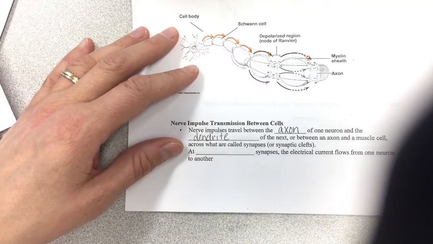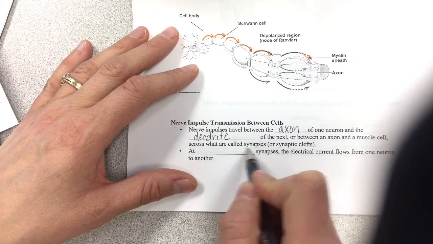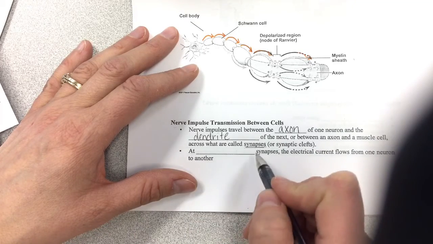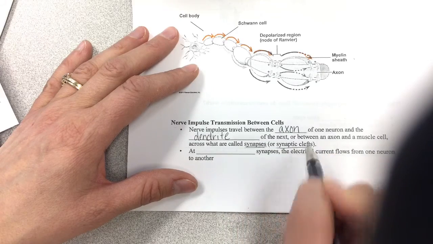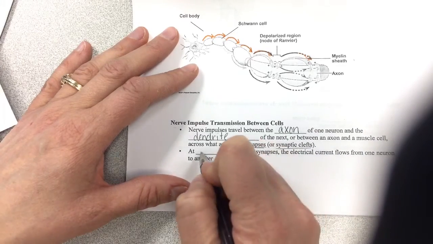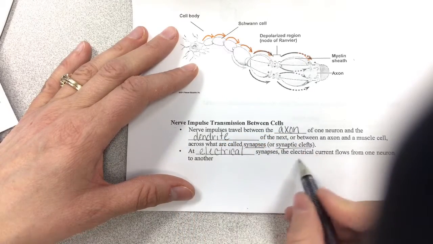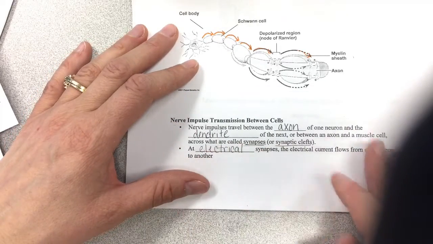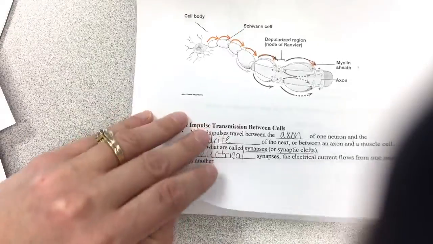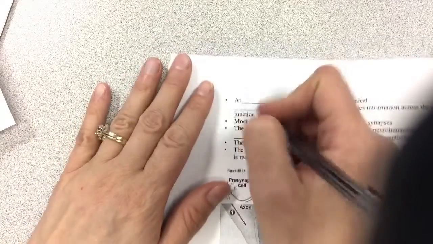And so there are two types of synapses. That space, across what are called synapses, is the space between the two cells that are communicating. Synapses are sometimes called synaptic clefts. At electrical synapses, the electrical current flows from one neuron to another. So it's electricity that goes from one neuron to another. Most synapses are the second type, and that's what we're going to talk about here in class.